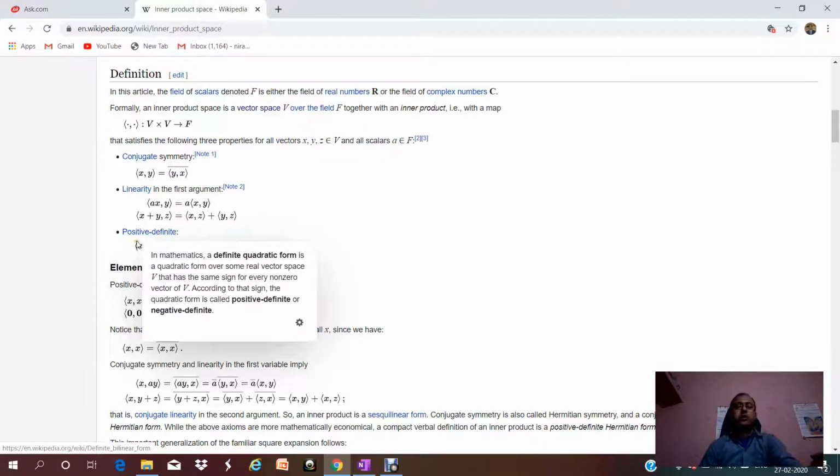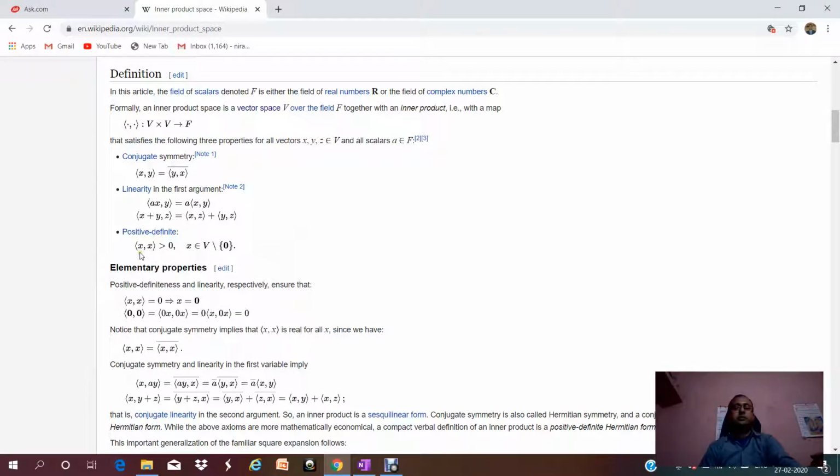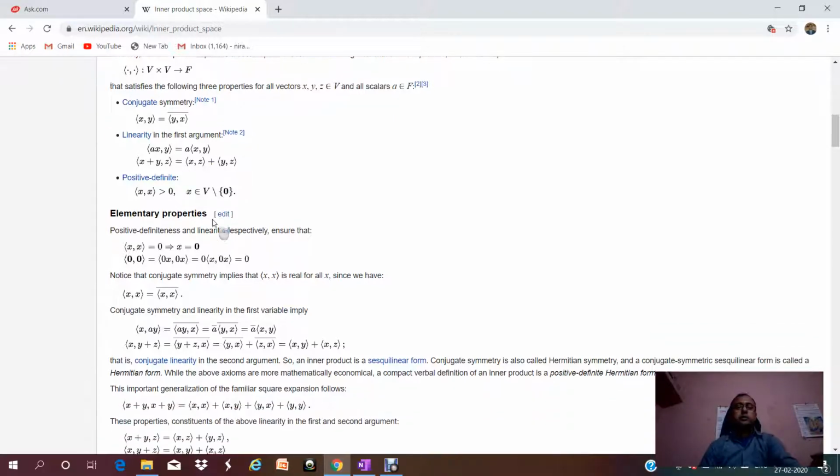Positive definiteness you already know from matrices. Positivity is that for all nonzero vectors, the inner product of the vector with itself must be greater than 0. Then these are called positive. These three axioms are necessary for being an inner product space. So this is very important.